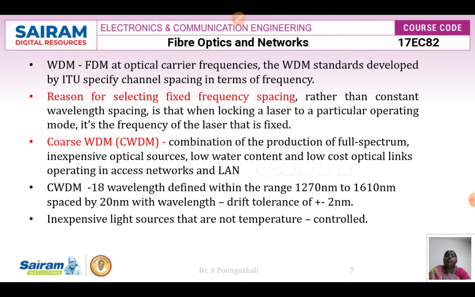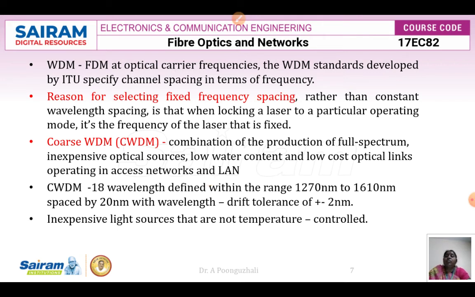And next is coarse wavelength division multiplexing. Coarse wavelength division multiplexing is nothing but a combination that uses the full spectrum width, and for that we use inexpensive optical sources, low water content, low cost optical links that are operated in access networks and LAN networks. So there we will be using coarse WDM methods.